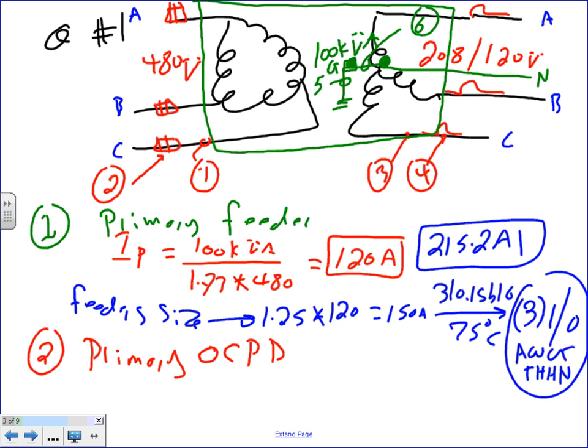Because ultimately it's feeding a load, it's a feeder. If you go to 215.2(A)(1), it says if it's a non-continuous load, 100%. Continuous load, 125%. We're assuming it's a continuous load here. Okay, let's go to the overcurrent protection device.